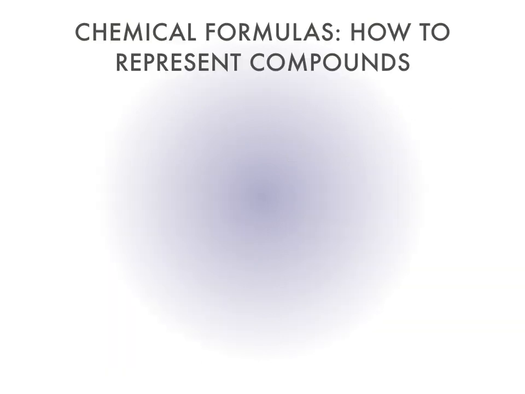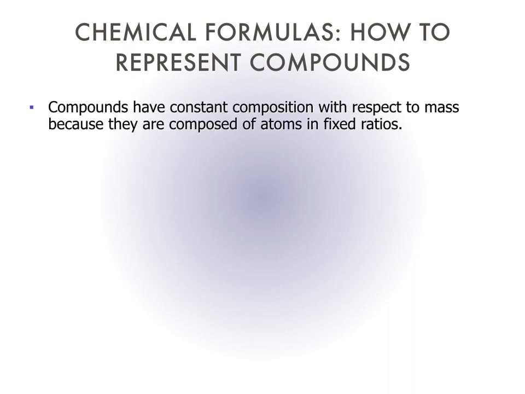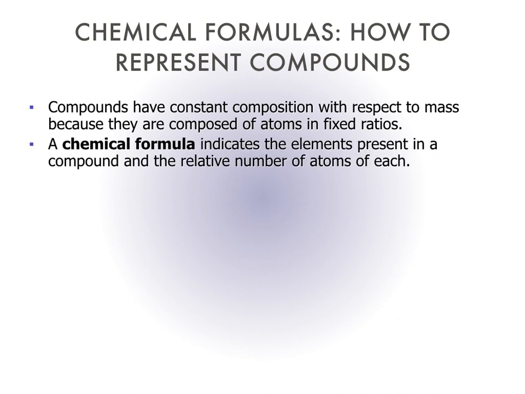So chemical formulas are how we represent compounds, and it's important for you to understand how we read chemical formulas. Compounds have a constant composition with respect to mass because they are composed of atoms in fixed ratios. Okay? A chemical formula indicates the elements present in a compound and the relative number of atoms of each.